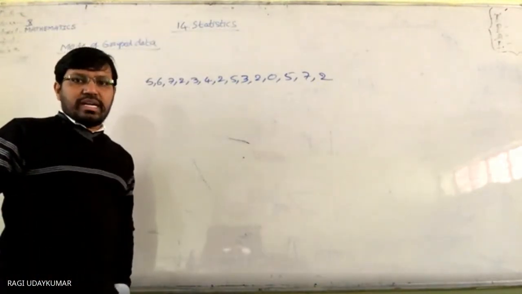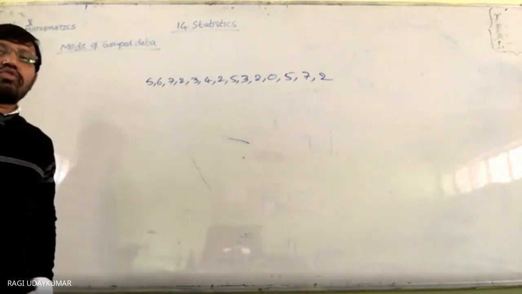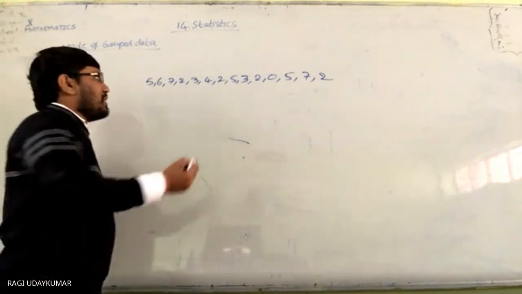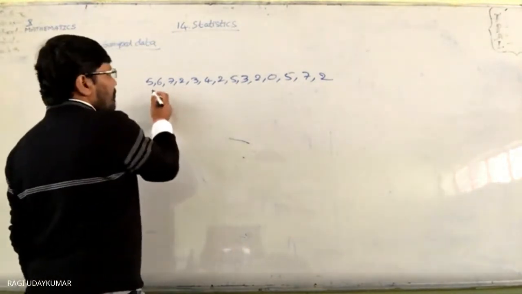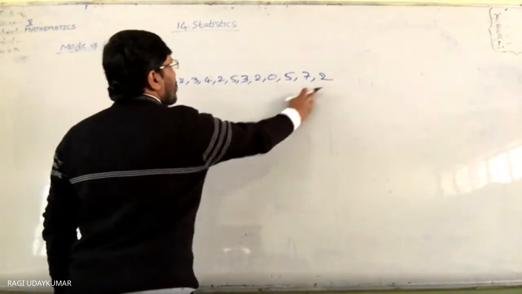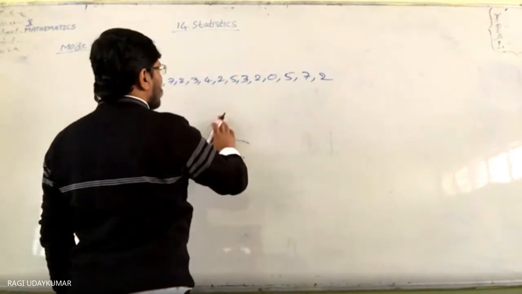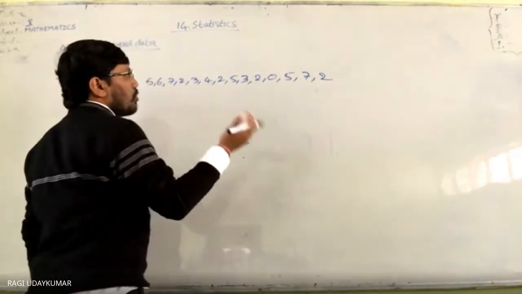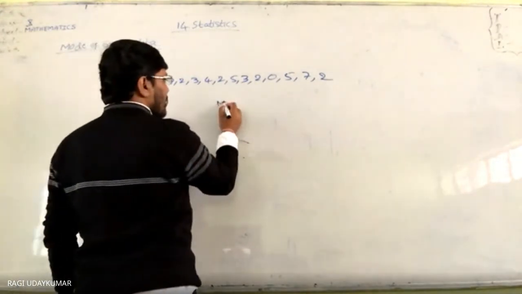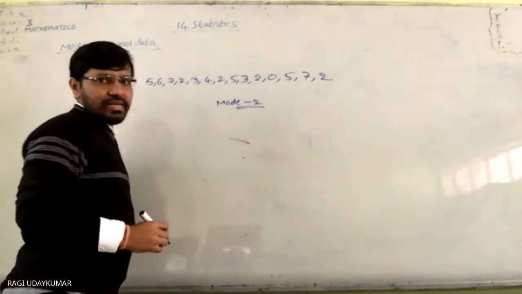This is ungrouped data, and if you want to find the mode for this data, mode is nothing but the most number of times repeated. If you observe, 5 is repeated how many times? 3 times. 2 is repeated 4 times, and 3 is repeated 2 times. So which is repeated more number of times here? 2 is repeated more number of times. So that's why the mode of this data is 2.